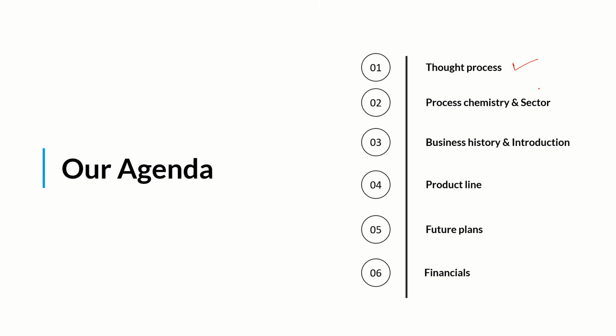Then we'll be talking about process chemistry and the sector, because Aarti Industries belongs to the specialty chemical sector. We need sector understanding so that we can understand the company in a better way. We'll be talking about the history of the company and the introduction to their business model. Then we'll be talking about their product lines, the future plans they have to offer, and their financial statements for the last 10 years. In this video, I am not going to talk about valuations and their competitors.